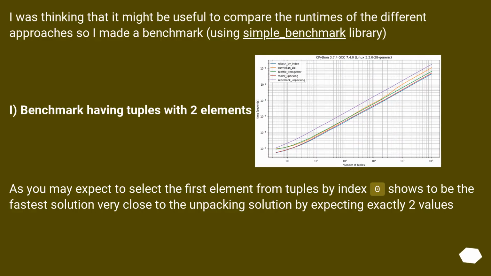I was thinking that it might be useful to compare the runtimes of the different approaches, so I made a benchmark, using the simple underscore benchmark library. Benchmark having tuples with two elements. As you may expect, selecting the first element from tuples by index 0 shows to be the fastest solution, very close to the unpacking solution by expecting exactly two values.